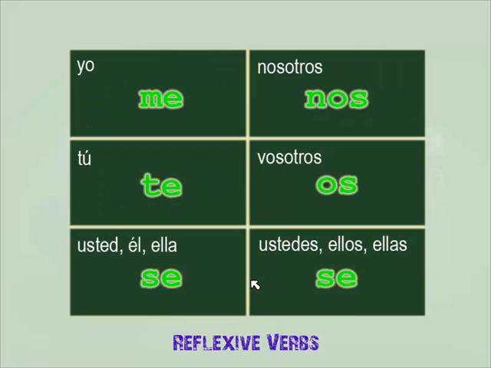Here's one last look at the reflexive pronouns. Me, te, se, nos, os, and se.